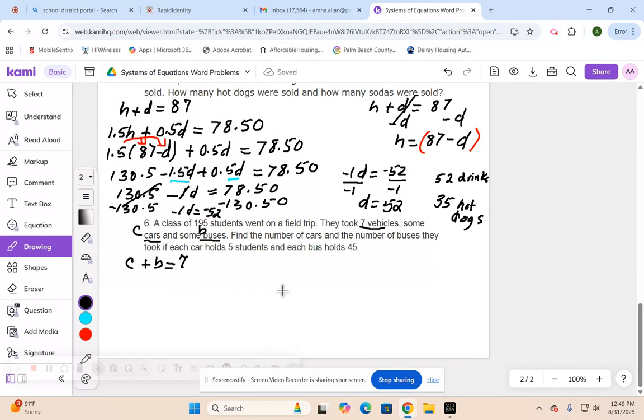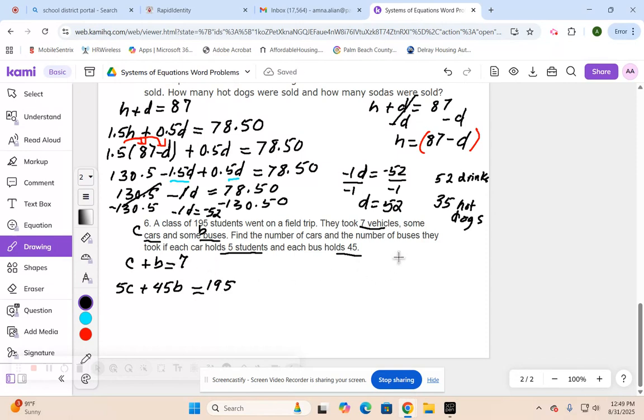Now the other one will also be an amount function. Find the number of cars and the number of buses they took, if each car holds 5 students. So how much does each car hold? 5 students. How much does each bus hold? 45 students. 45 per bus. 5 per car plus 45 per bus, a total of 195 students.